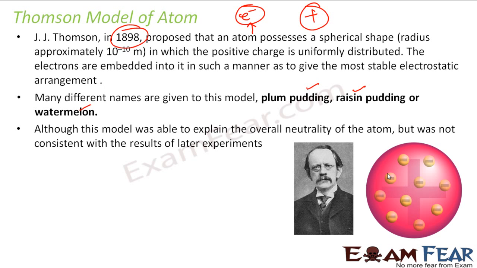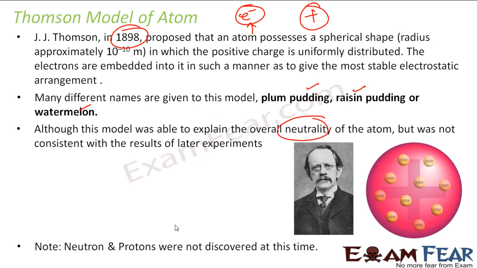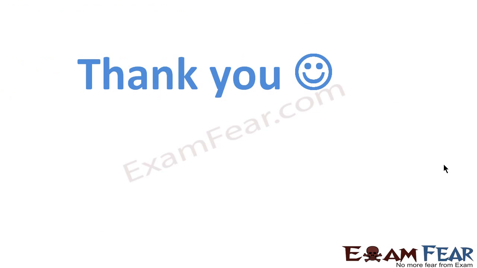The only advantage of this model was that it was able to explain the overall neutrality of the atom at that point of time. But if you assume this model is correct, scientists did a lot of experiments later which proved that this model is incorrect. We'll explain those experiments. But this model was totally incorrect. And once again, note that at the time when Thomson proposed the model, neutrons and protons were not discovered.